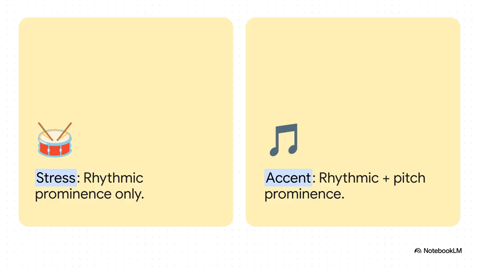Stress is just rhythmic prominence. That's it. Accent, on the other hand, is rhythmic prominence plus pitch prominence. So here's the golden rule you'll want to jot down. All accented syllables are stressed, but not all stressed syllables are accented. Make sense? Basically, if a word has a heavy beat, it's stressed. But if that heavy beat also carries a pitch movement, boom, it becomes accented.